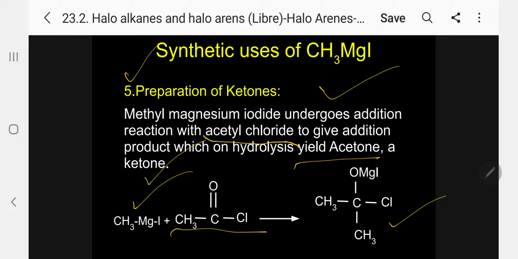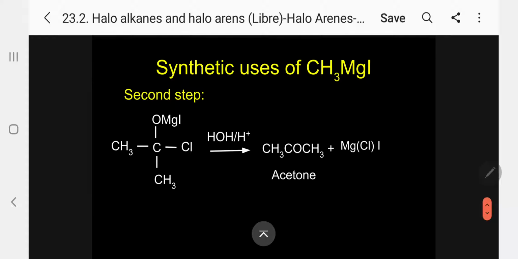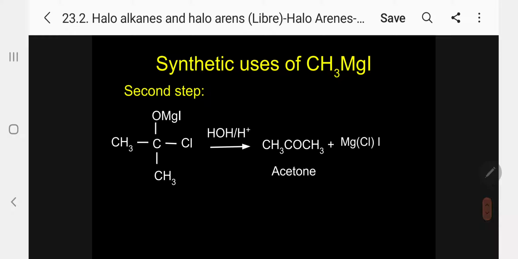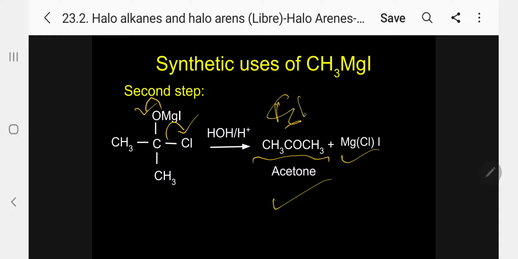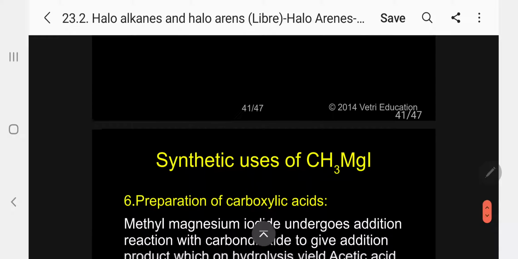Acetone, or 2-propanone. Kindly follow. So what will happen now? After this intermediate, again it is cleaved in the same way. Kindly follow. So what is coming out now? Acetone we are getting, and MgClI we are getting out. Suppose I want to get the corresponding acetophenone, instead of methyl magnesium iodide I will take C6H5MgI. Kindly follow. If I take C6H5MgI, automatically I will get acetophenone. So any ketone we can prepare.